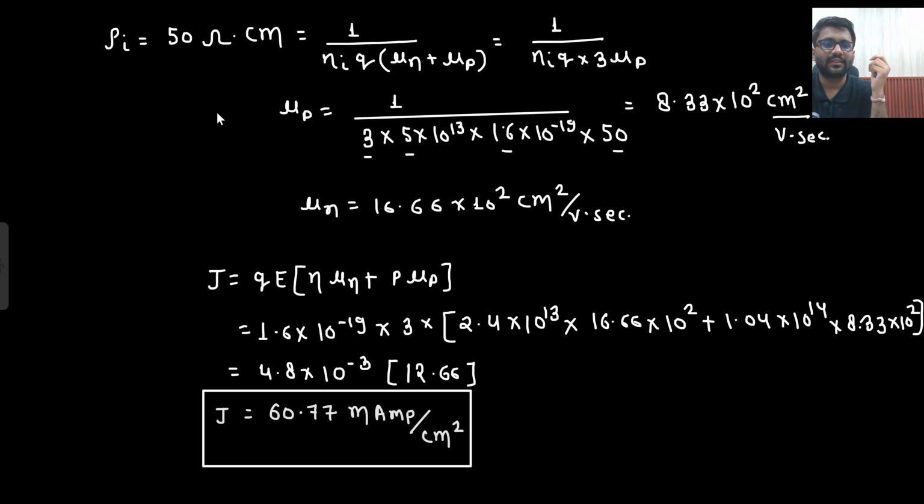So for majority in n type semiconductor, the answer comes out to be Nd by 2 plus under root Nd by 2 whole square plus Ni square. That is the concentration of electrons. Then concentration of holes is Ni square by n. For the p type semiconductor, concentration of holes is Na by 2 plus under root Na by 2 whole square plus Ni square. And concentration of electrons you can find from the mass action law.